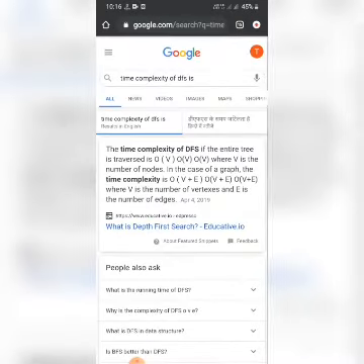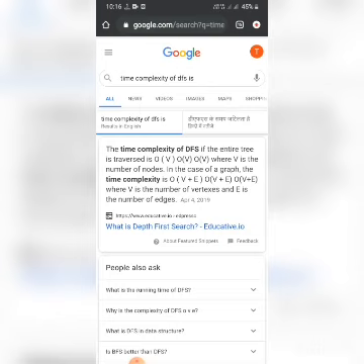And now the next one is the time complexity of DFS if the entire tree is traversed, where v is the number of nodes. In the case of a graph, the time complexity, the answer they give is O(v + e), where v is the number of vertices and e is the number of edges.